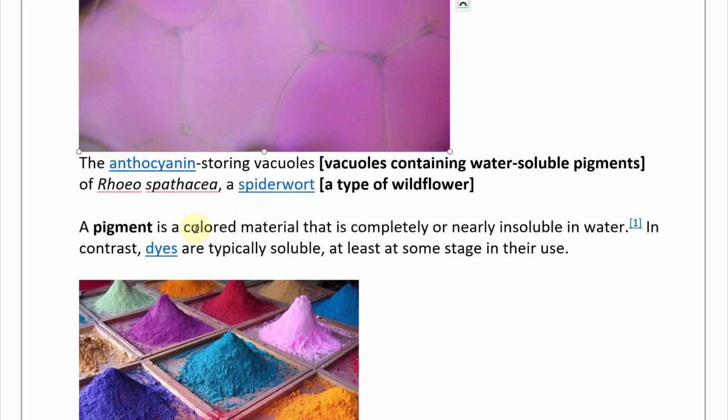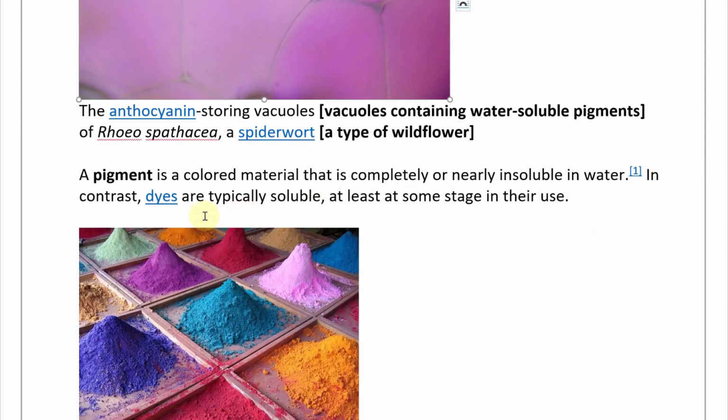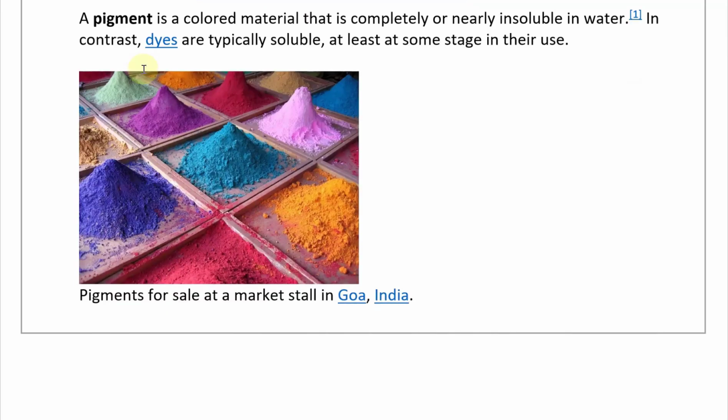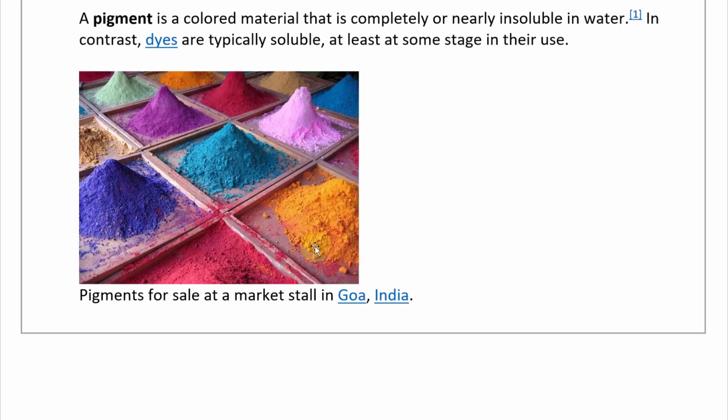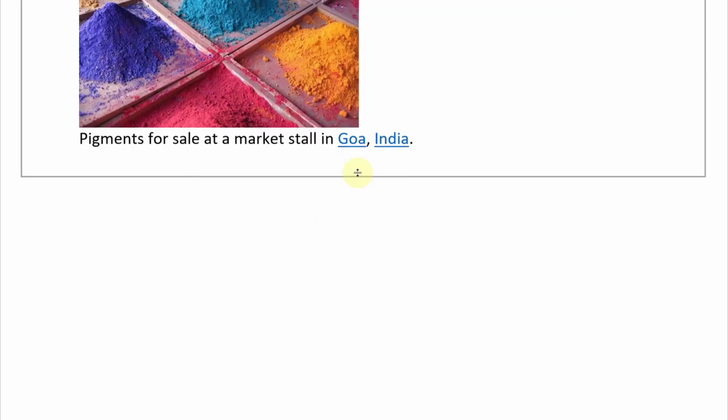A pigment is a colored material that is completely or nearly insoluble in water, so it doesn't dissolve. In contrast, dyes are typically soluble, at least at some stage in their use. That's the difference between a dye and a pigment. The pigment doesn't mix in, but dyes do. Here are pigments for sale at a market stall in Goa, India, or I think it's pronounced Goa, India.